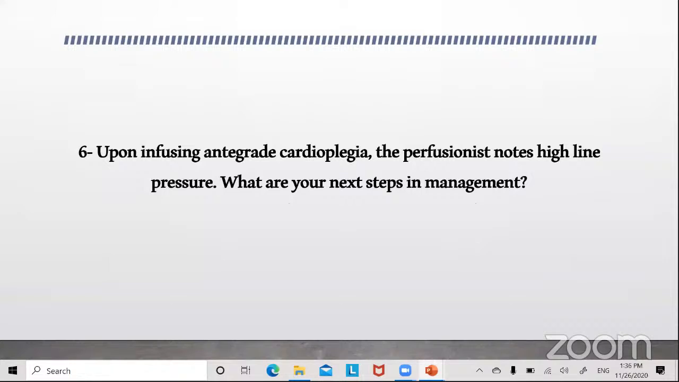Upon infusing antegrade cardioplegia, the perfusionist notes high line pressure. What are your next steps in the management?